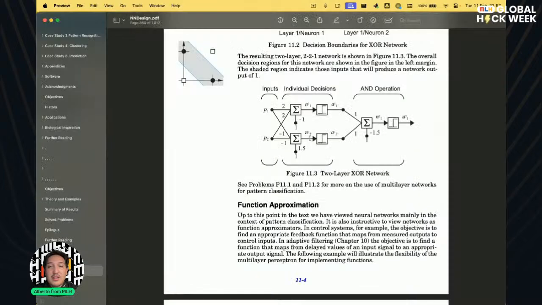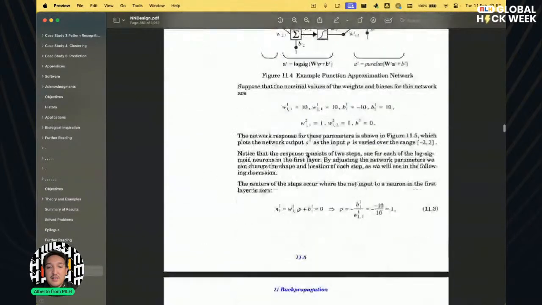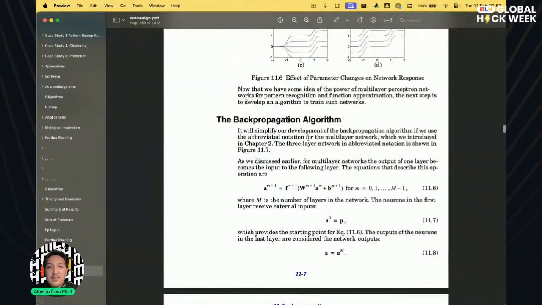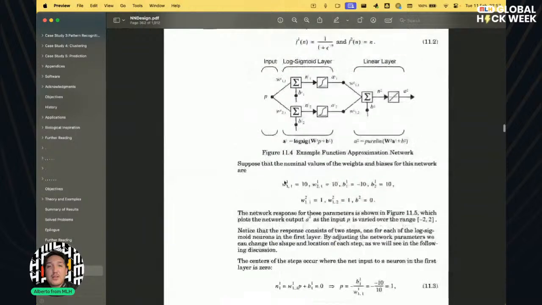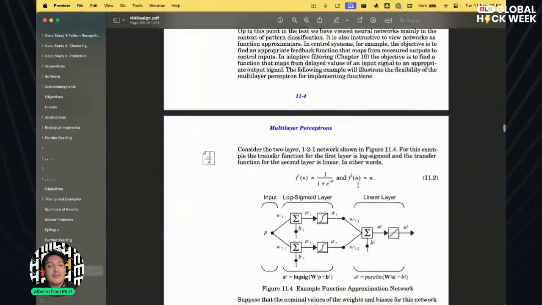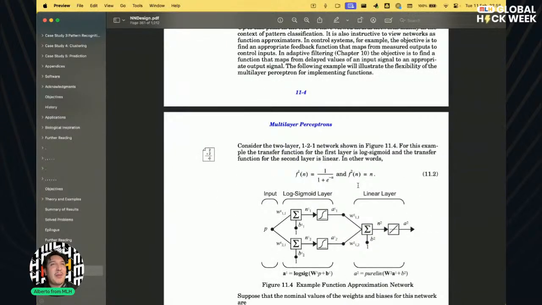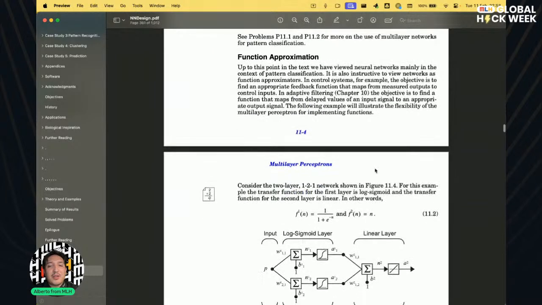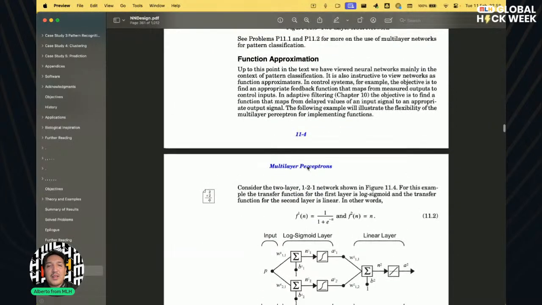Let's check this. In architecture we already covered this, right? But in order to continue with a functional example, we now need to understand how the backpropagation operation works. And the way they explain this here in the book is that we use this for function approximation.